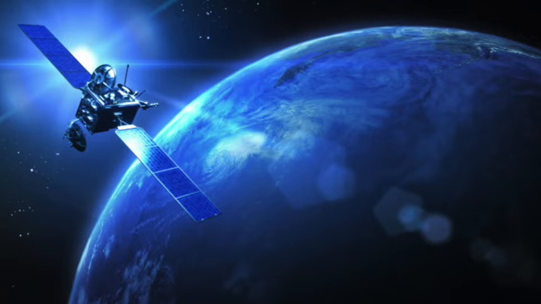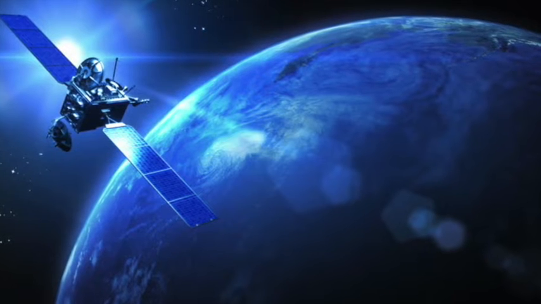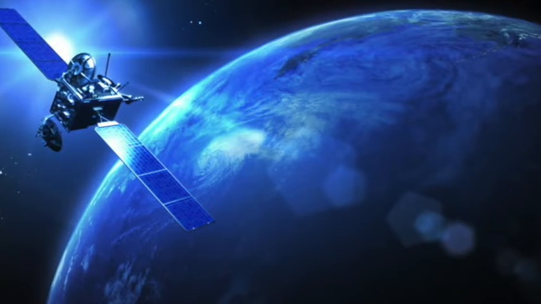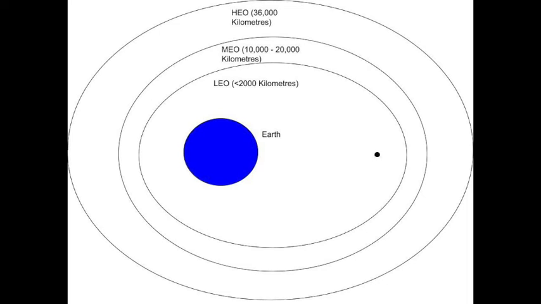The closer the satellite is to the Earth, the faster it has to move to stay in orbit due to the stronger gravitational pull from the smaller radius, as described in Kepler's third law. Keeping it simple, there are 3 types of satellite orbits. Low Earth orbit, with altitudes typically around 2,000 kilometers or less, medium Earth orbit, with altitudes between 10,000 and 20,000 kilometers, and high Earth orbit, with an altitude of about 36,000 kilometers from the Earth.